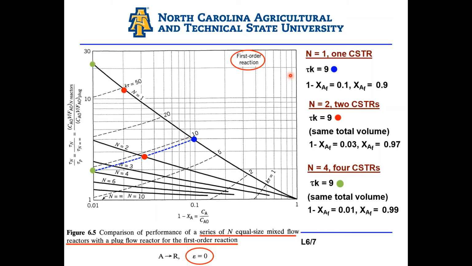Okay. And this just shows you the comparison. I'm trying to achieve the same thing: 2 CSTRs with the same volume in comparison to 1 CSTR with 10 times the volume, and then 4 CSTRs with the same volume, as opposed to 1 CSTR, which is 20 times the volume, okay?